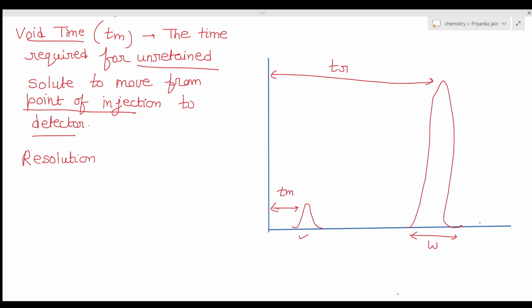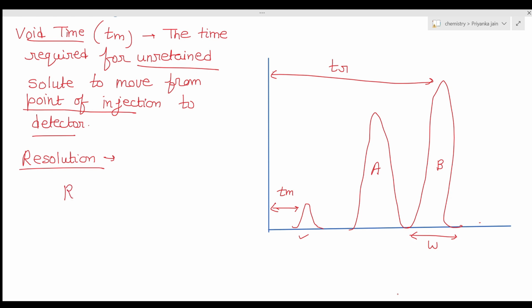So you can be asked a numerical about the resolution. Actually, it is the quantitative measure of the degree of separation of two chromatographic peaks A and B. If two solutes are being separated, we get two peaks, one is peak A, another is peak B. Suppose we are getting two peaks like this. This is peak A and this is peak B. The degree of separation between them is called the resolution.